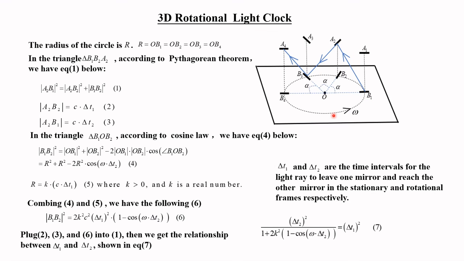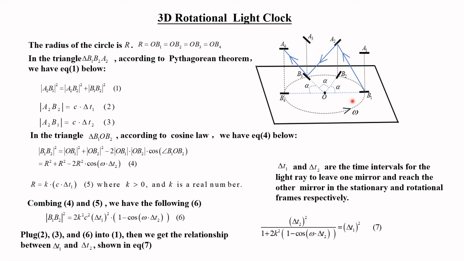However, if the clock rotates, initially the photon is at the position B1, and the next step it will hit the mirror at the position A2, and then to B3, and then to A4. And this kind of pattern constructs a rotational light clock.